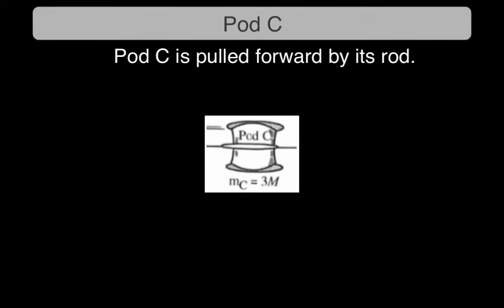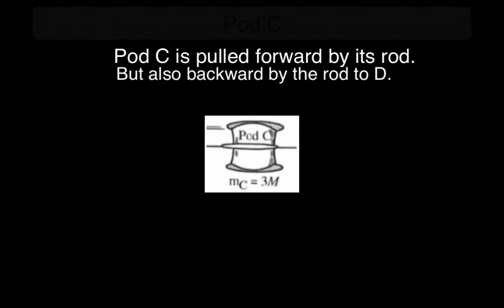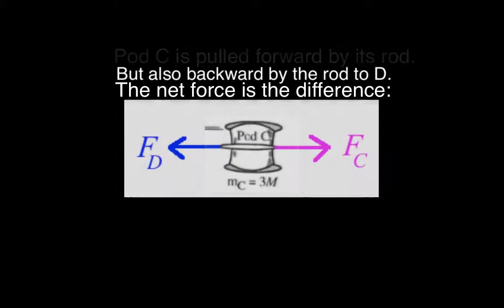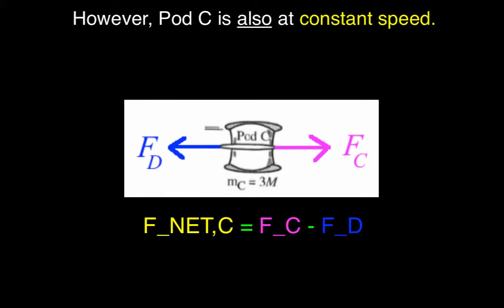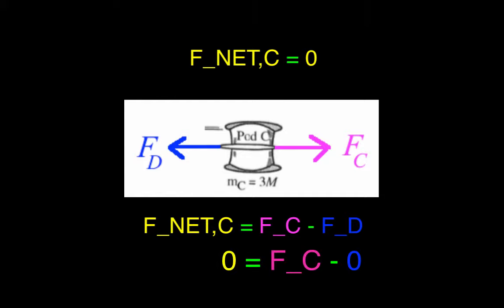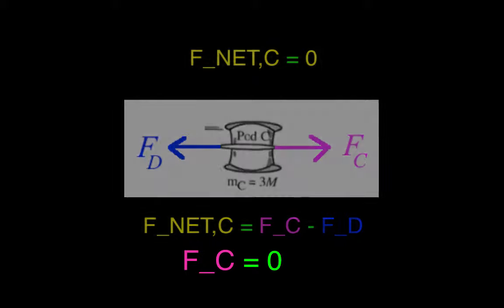Consider pod C. Pod C is pulled forward by a rod, but also backward by the rod to pod D. The net force is the difference in these, or Fc minus Fd. However, pod C is also traveling at constant speed, so its net force is 0. Combining that with our earlier result of Fd being 0, we find out that F sub C is also going to be 0.